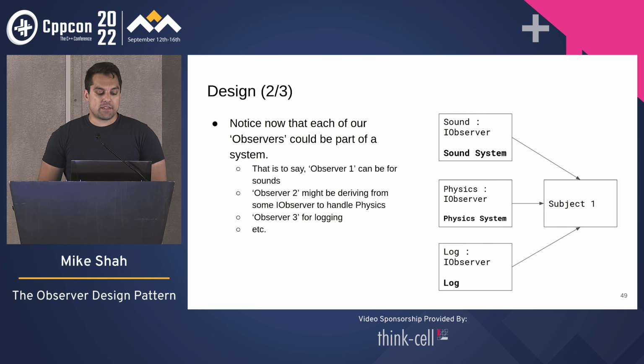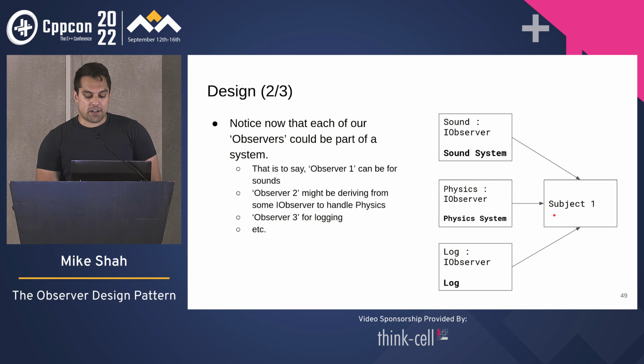So moving this forward, we want something that looks a little bit more like this, right? Where we have a sound class, some concrete class that we can make that's derived from an IObserver, this interface. Same thing for physics, same thing for log. So we're actually going to derive some new classes here that could do something interesting.